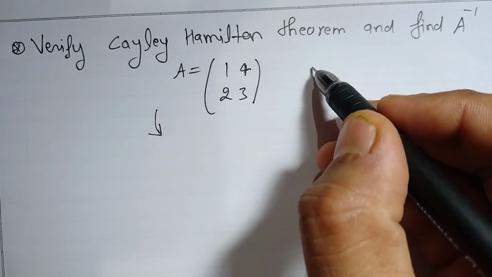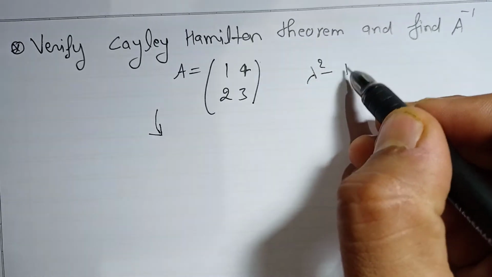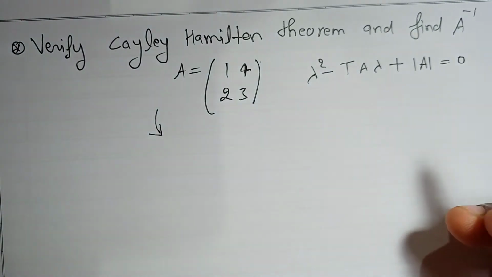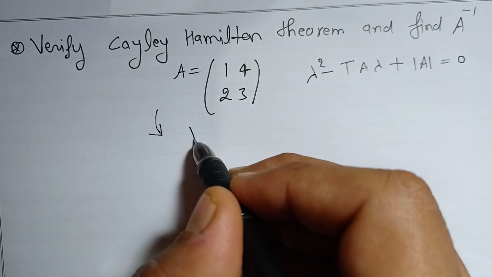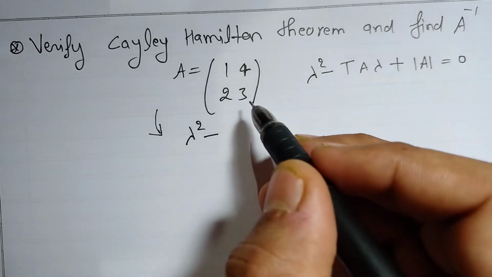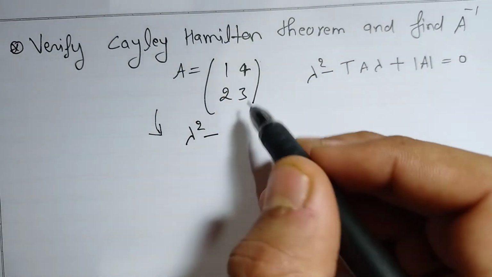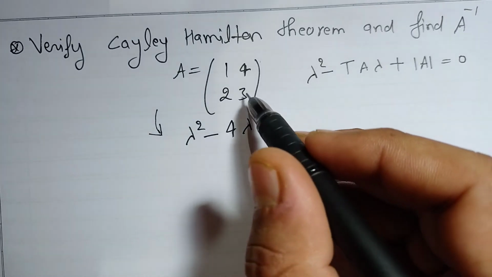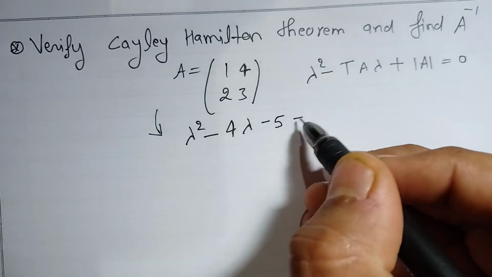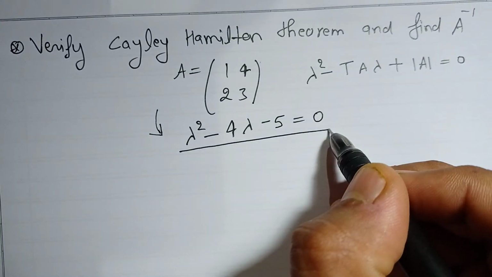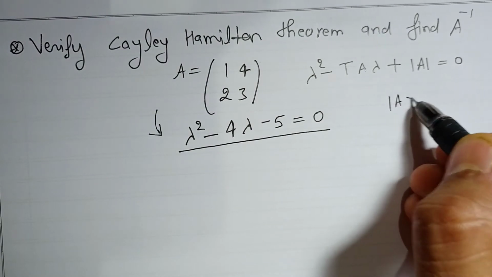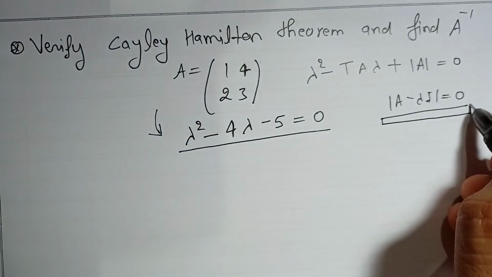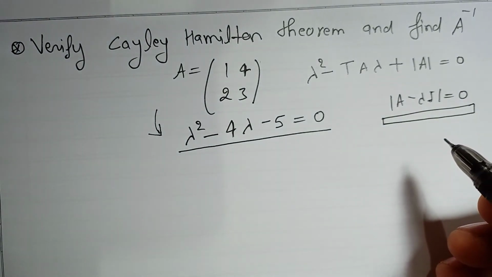For the 2 cross 2 matrix we have lambda square minus trace of A into lambda plus determinant of A equal to 0. It's very simple. Trace means the sum of the diagonal elements. So 1 plus 3 is 4 lambda, and the determinant is 3 minus 8, which is minus 5, so minus 5 equal to 0. This is the characteristic equation, and you can also find it from the determinant of A minus lambda I equal to 0. In that video I have given a very detailed explanation of how to find the characteristic equation, eigenvalues and eigenvectors. I will give the link.